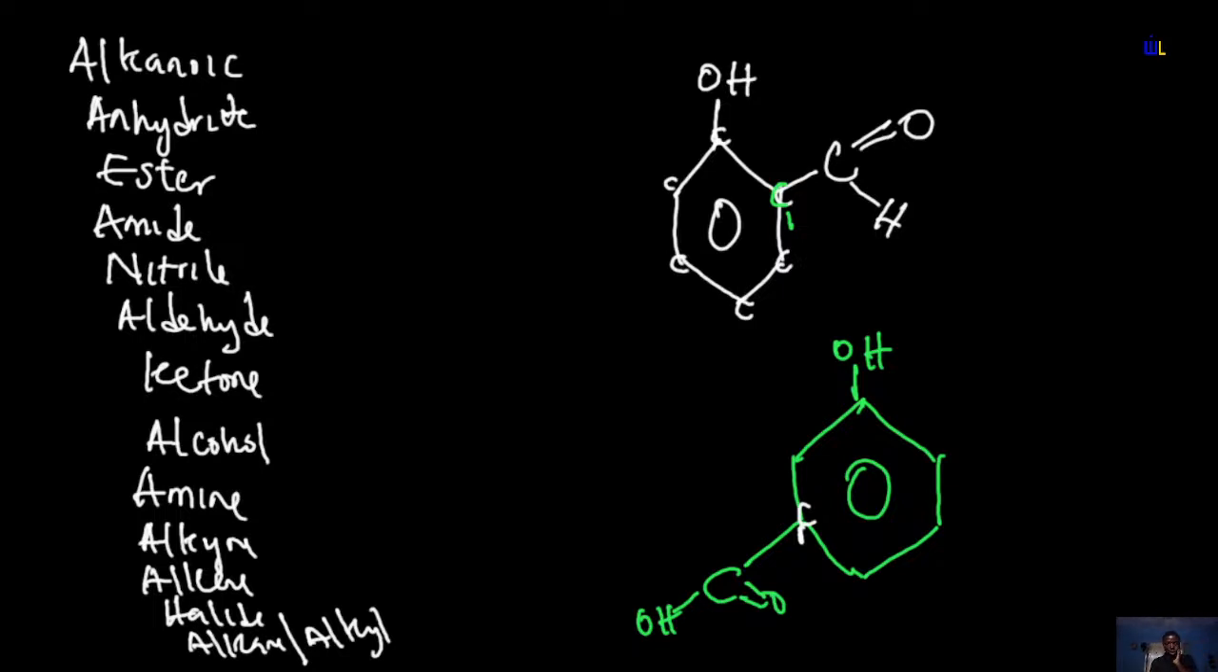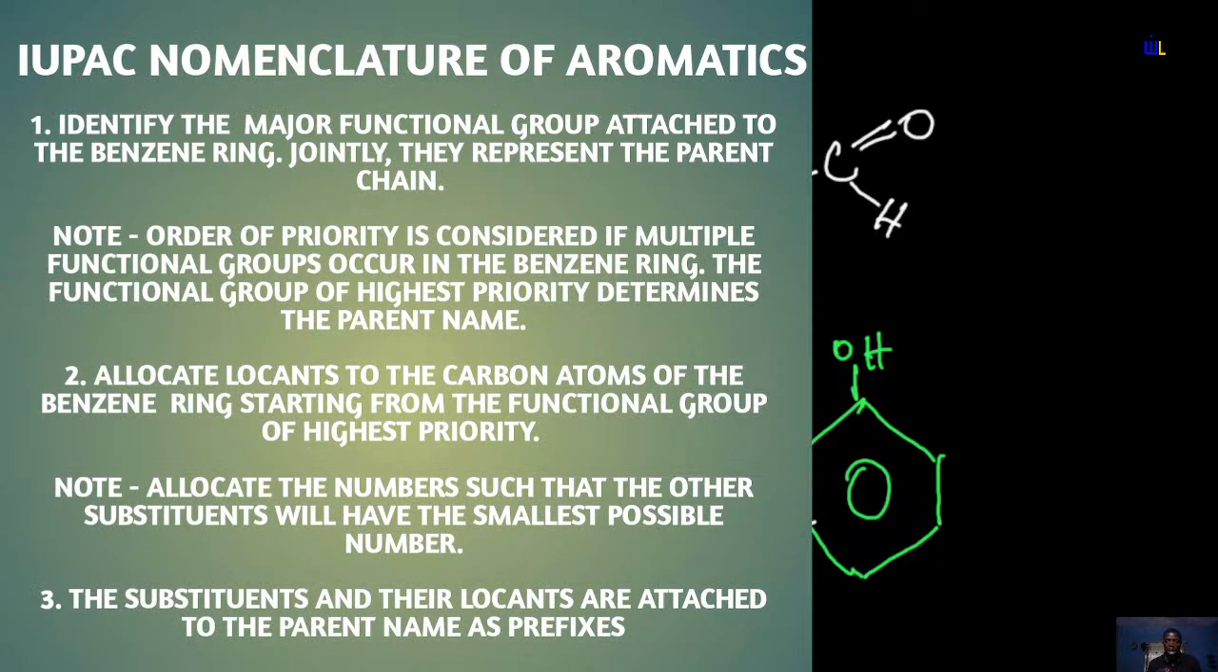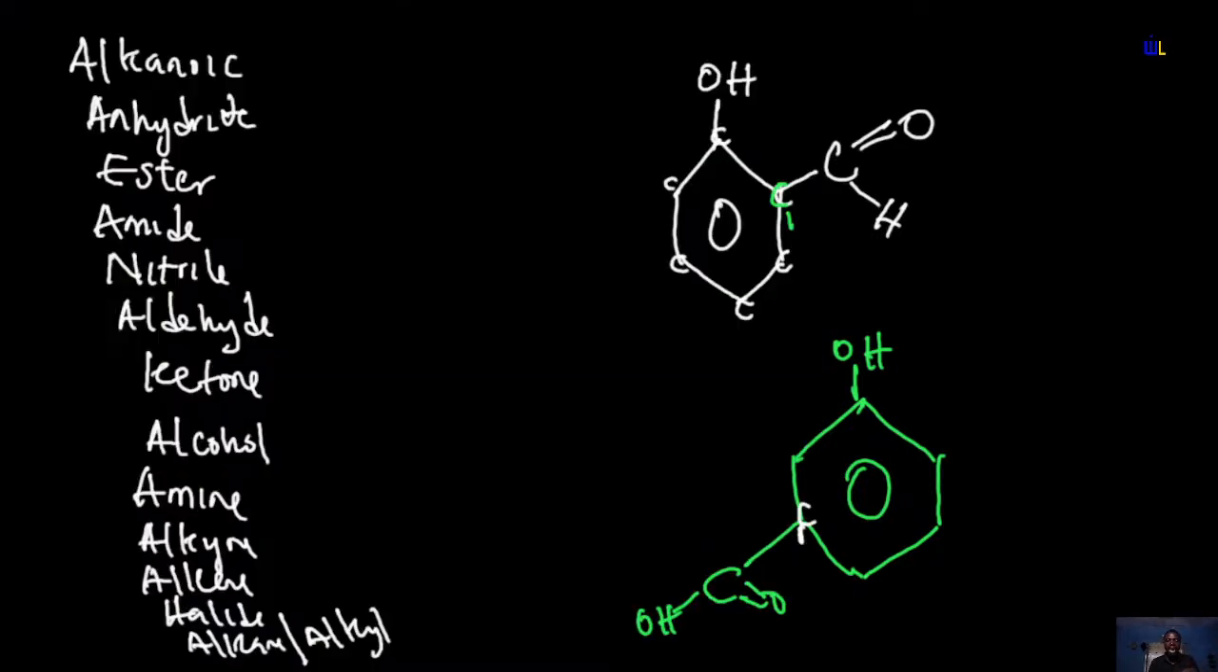Now, moving ahead, we go to the very next principle. The next rule says, after we finish allocating, note, allocate the numbers such that the other substituents will have the smallest possible number. So let's apply that principle now. They said when we are allocating this locant, allocate it so that the other guys will have the smallest possible number. And how do we do that? That's the question. Let's look at the board.